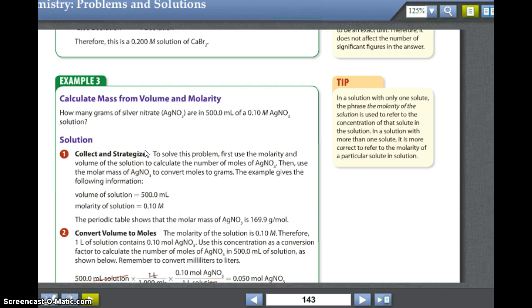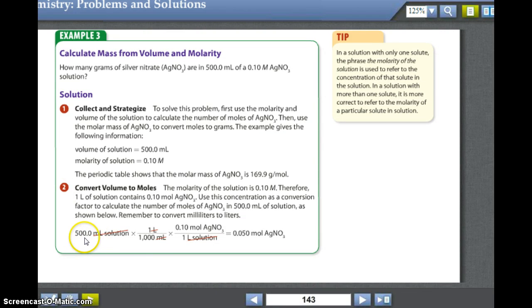So to solve this problem, first use the molarity and the volume of the solution to calculate the number of moles of silver nitrate. Then use the molar mass of silver nitrate to convert moles to grams. So you're working backwards. So we start out with what we know, and 500 milliliters, divide that by 1,000 milliliters is equal to 1 liter. Okay, so that breaks that down to tell us that we basically have half a liter, right?